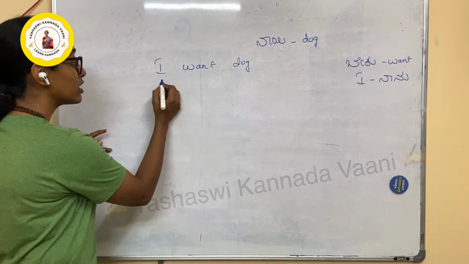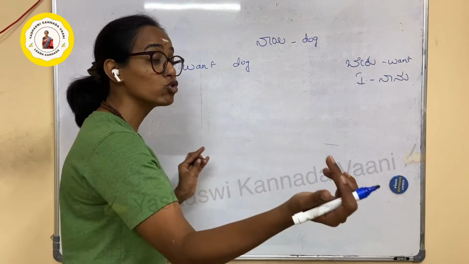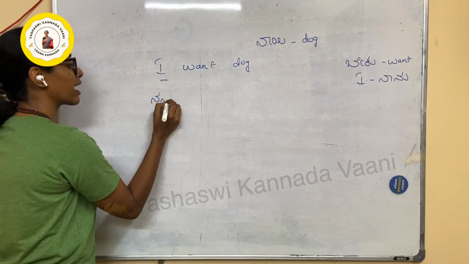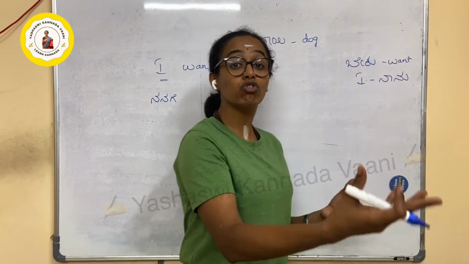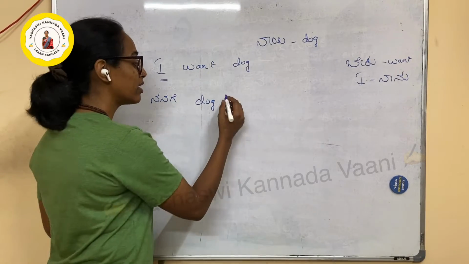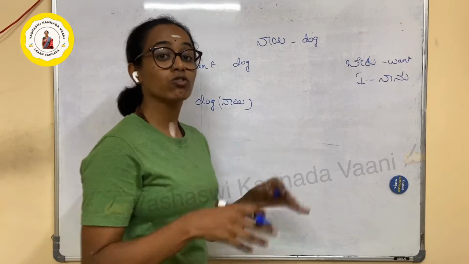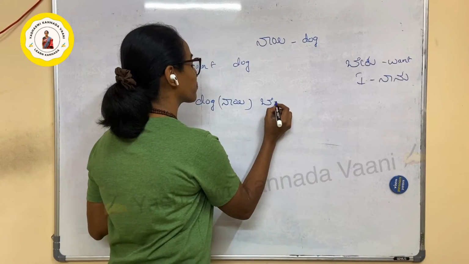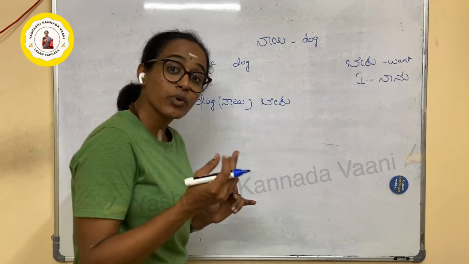So that first word that you are using, for example, in Tamil it is enakku, in Hindi it's mujhe, in Kannada it's nanage. Immediately what did I say? Enakku nai, mujhe kutta. So immediately tell that dog. For dog in Kannada it's nai. So what is want? Venum, chahiye is beku. Simple? So this is how you can frame the sentence.